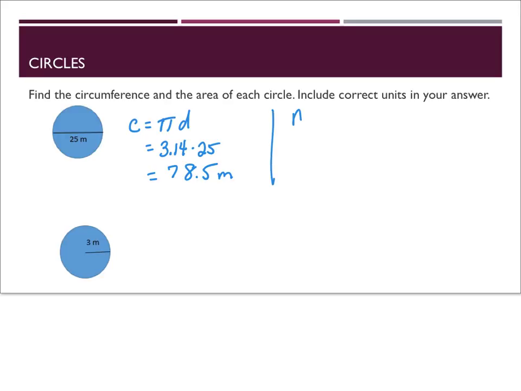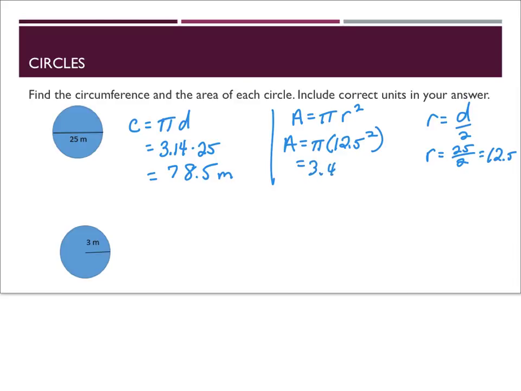If I want to find the area of the circle, I only have one possible formula. Pi times r squared, which means I have to know the radius. The radius is the diameter divided by 2. So if I'm told the diameter is 25, I split that in half, and my radius is 12.5. The area of my circle is going to be pi times 12.5 squared. Again, we want to be using 3.14 for pi.